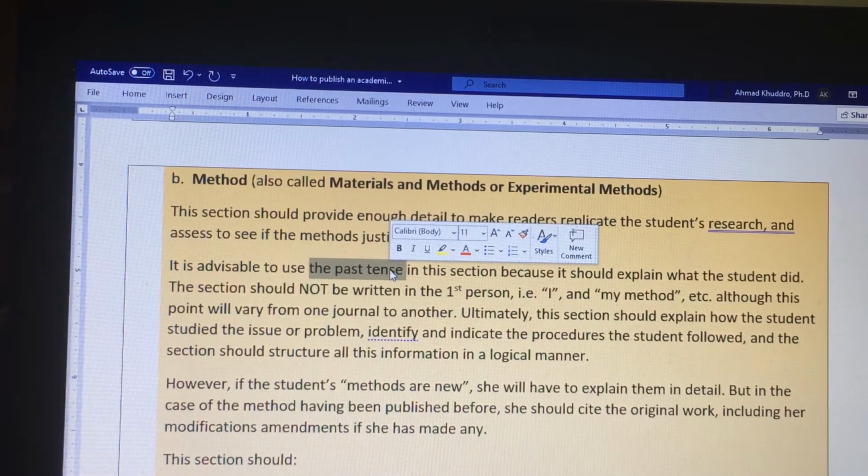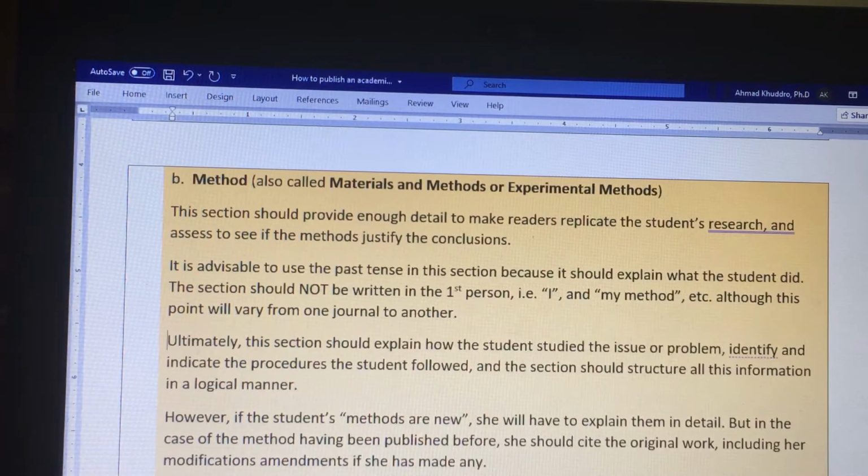But of course, this section should not be written in the first person of I or my method, etc. Although this point may vary from one journal to another, most of the journals that I have seen avoid saying the I and my. And ultimately, this section is explaining what the issue is that's being studied, indicating the procedures that the scholar or the student is following, and also the structure. This section should be structured in such a way that it shows all this information organized in a logical way.